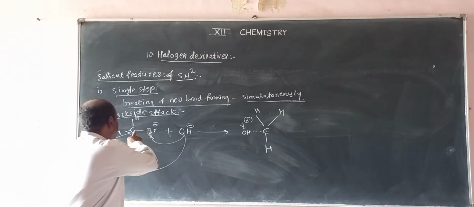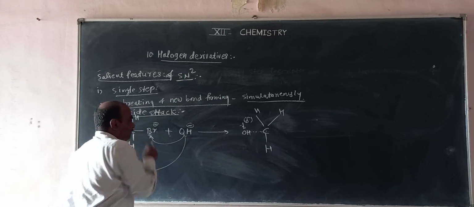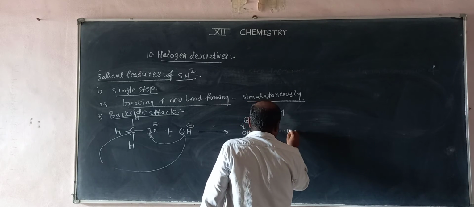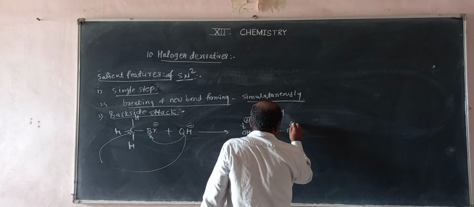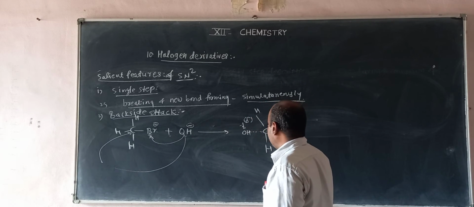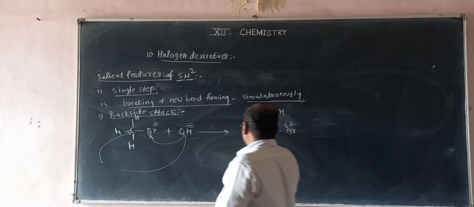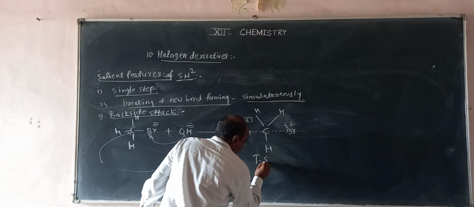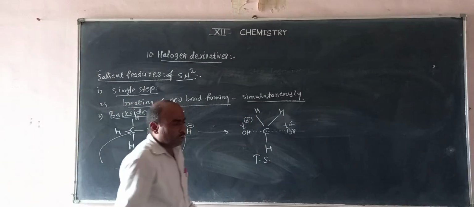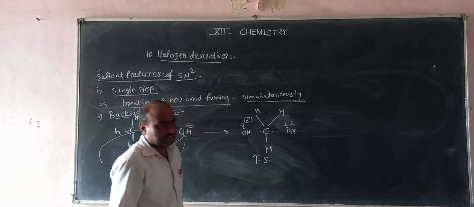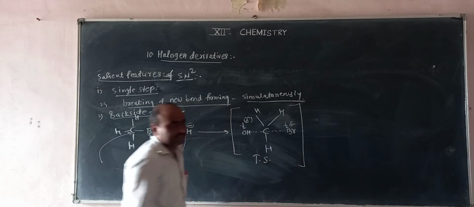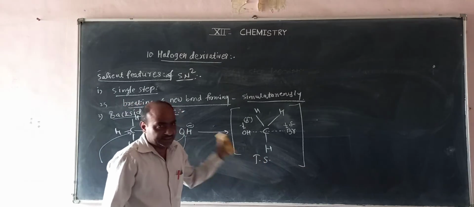Similarly, at the same time, the bond between carbon and bromine is under fission, that is, it slowly breaks and gives Br a partial negative charge, or minus 1/2 charge. So in this case what happens? The transition state is obtained in which a total of 5 atoms are attached to the central carbon atom, and hence we get a high energy state called the transition state.